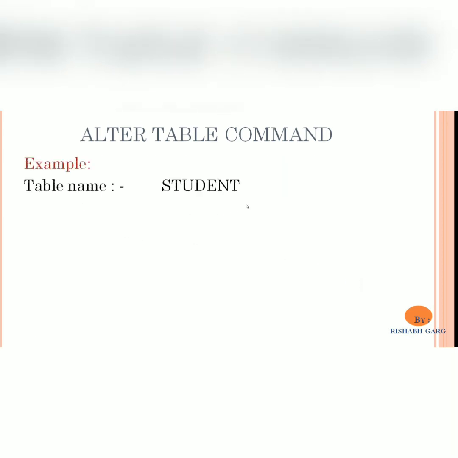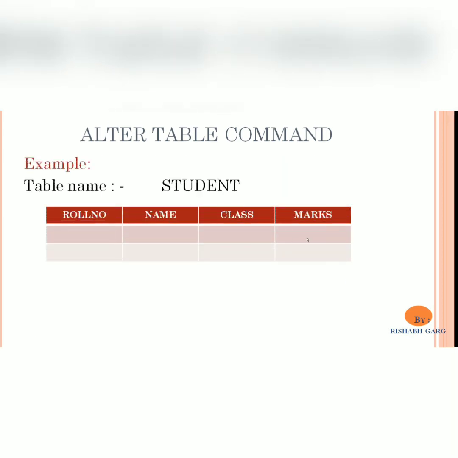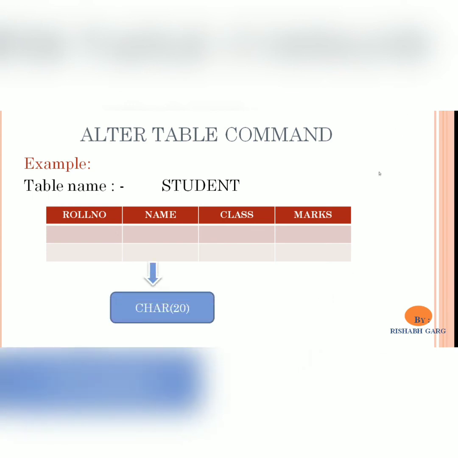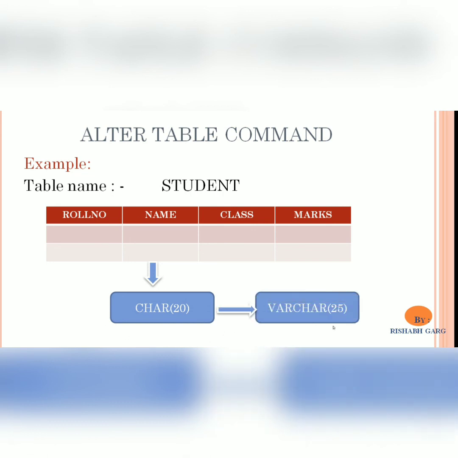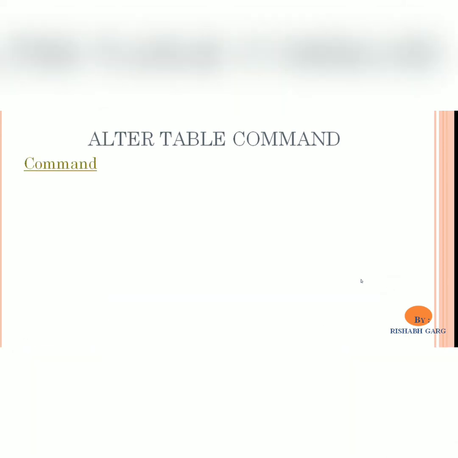Suppose we have a table student in which we have 4 fields: roll number, name, class and marks. Here the data type of name field is char(20), and we want to modify the data type of name field from char(20) to varchar(25). So for this query we will execute the following command.